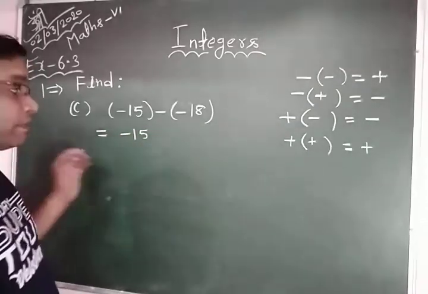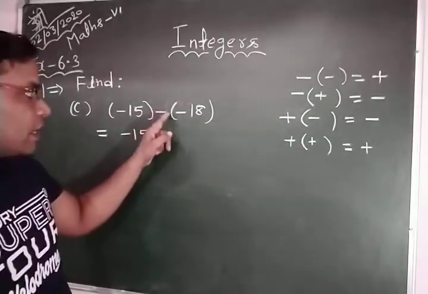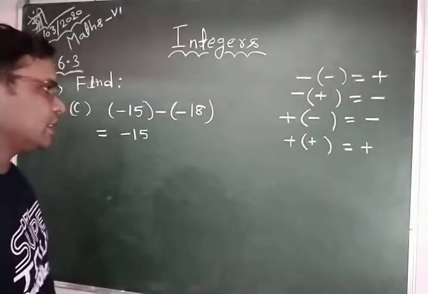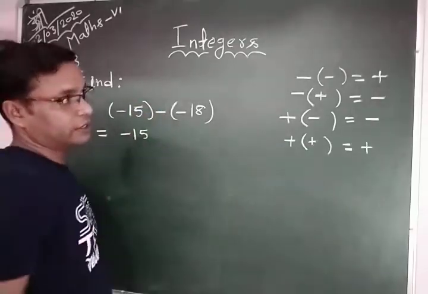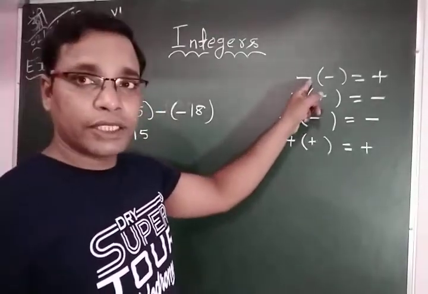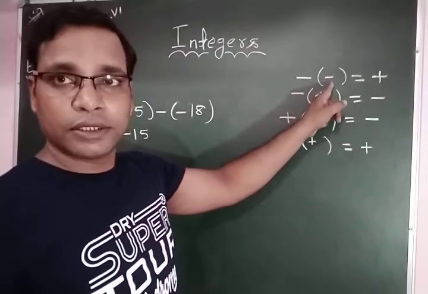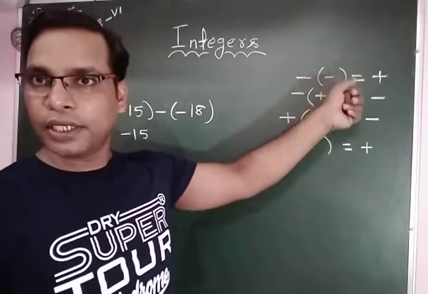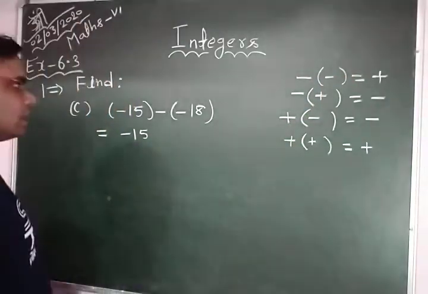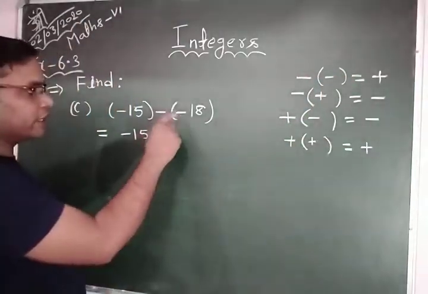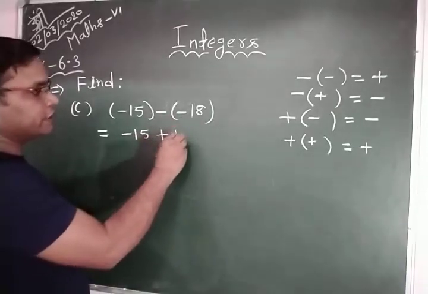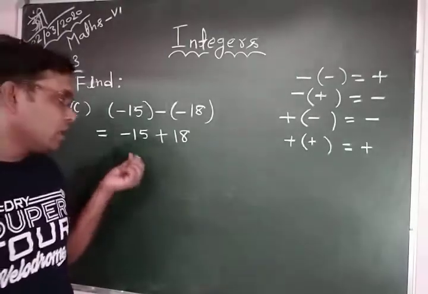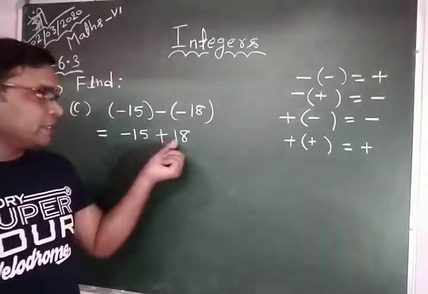This is clear. After this, outside the bracket is minus and inside the bracket is also minus. So you can say minus into minus, and minus into minus is equal to plus. Clear? So you can write here minus into minus is equal to plus. This is 18. Now here you can see minus 15 plus 18.